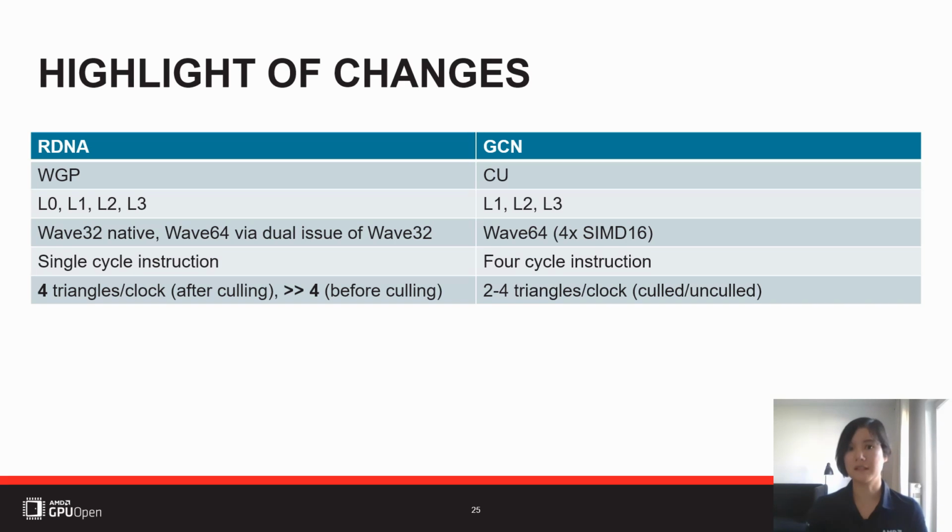In GCN we didn't have this concept, so we are always limited by 4 triangles per clock, no matter whether the triangles were culled or unculled. In RDNA it does make a difference, so the effective throughput you may observe can be higher than 4 triangles per clock. And for this you don't need to do anything, because there's an automatic step done by the GPU for you.